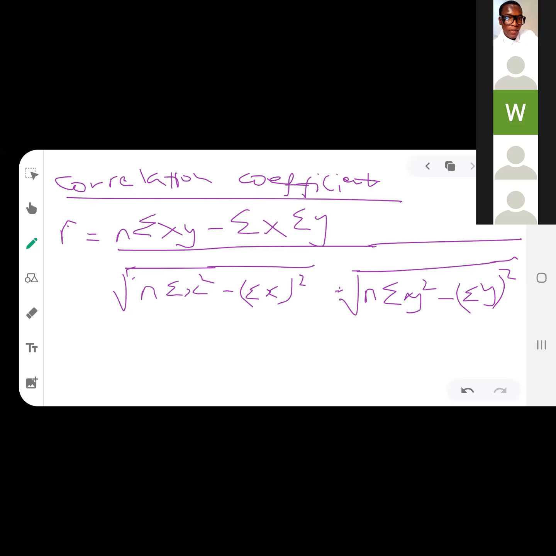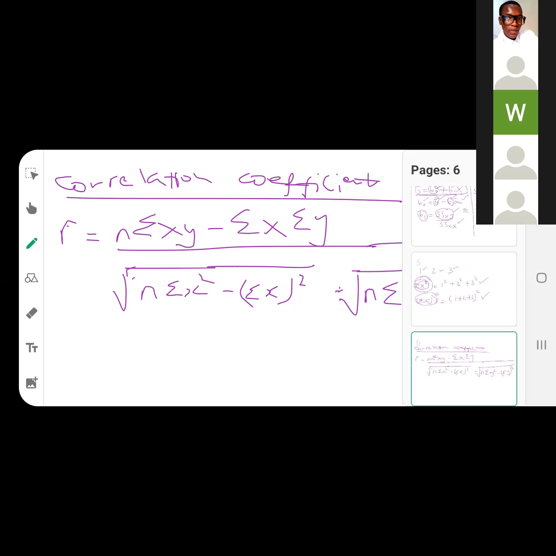You will be asked in the exam to calculate the correlation coefficient, or they will say the coefficient of correlation, and then you know it is the statistical value that is used to measure the strength of the relationship and the direction of the linear relationship between the x values and the y values. So that is the formula. And then we have another one.